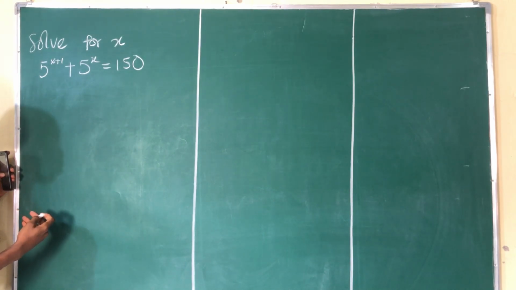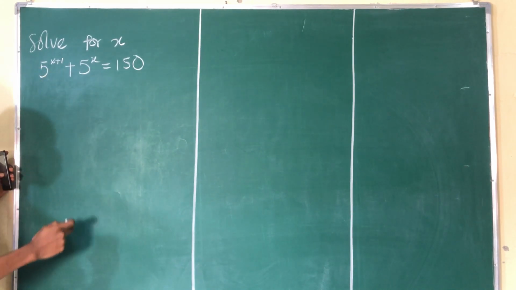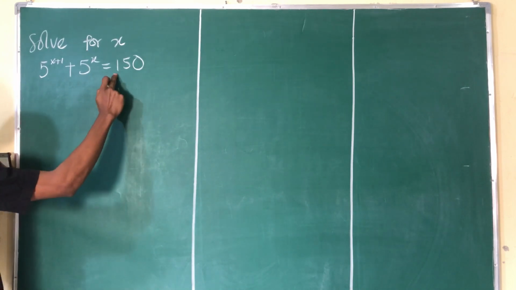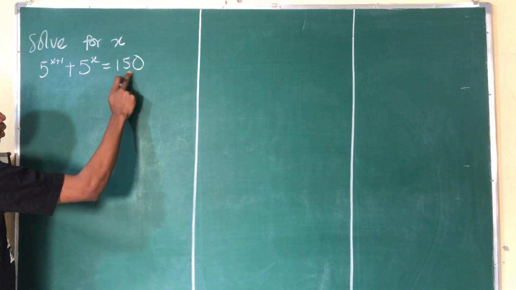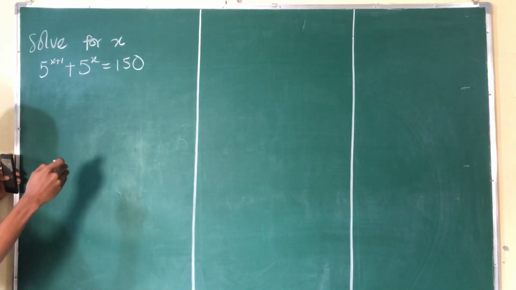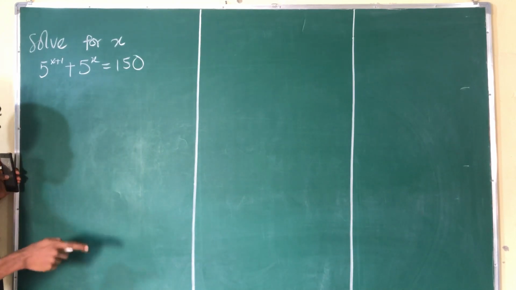Of course, the first step is what? If we have 5 raised to the power x plus 1, we have to express it in terms of 5, in terms of indices. Then we need to know the multiple of 5. Can we express 150 as a multiple of 5 so we can cancel it out and leave the powers as the answer? That's the concept in this equation.